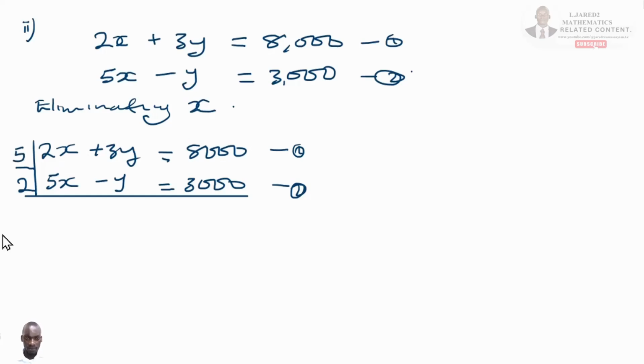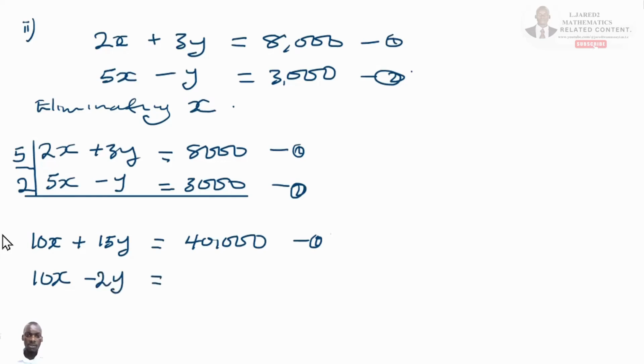Whereby we are going to have 10x plus 5 multiplied by 3, we are getting 15y, equaling 8,000 multiplied by 5, we are getting 40,000. This is still our equation 1, but just modified. Then we have 10x minus 2 multiplied by 1, which is now minus 2y, equals 2 multiplied by 3,000, we are getting 6,000. This becomes our modified equation 2.